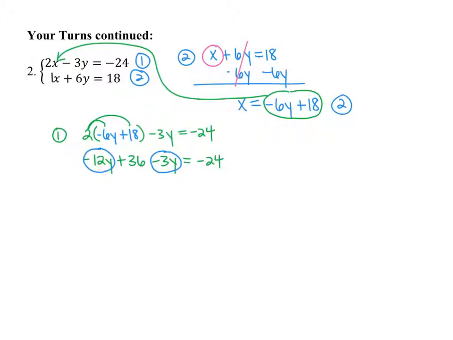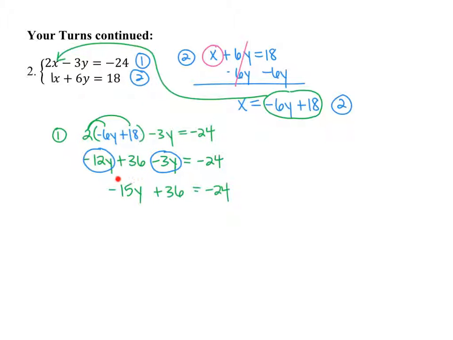So we need to combine them since they're on the same side. We're just adding them together. So what's -12y plus a -3y? That would be a -15y. And then we still have +36 is equal to -24. Now it's just a simple equation we can finish solving.